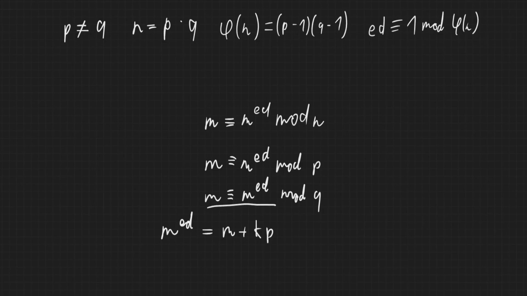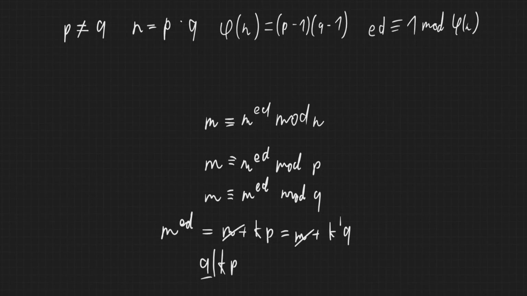But similarly, m to the ed is also m more than a multiple of q. So it's also m plus k prime times q. Let's focus on the right part of this equation. We can subtract m from both sides, which leaves us with some multiple of p, which is equal to some multiple of q. But if kp, whatever this number is, is a multiple of q, this means that it's divisible by q. So we can write q divides kp.